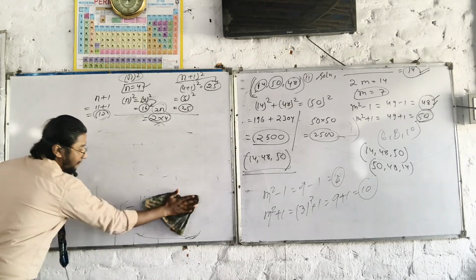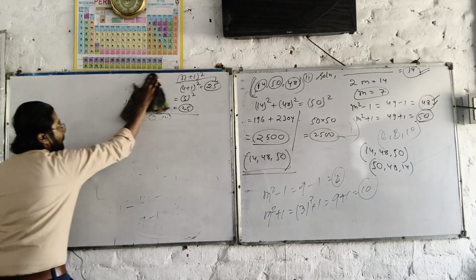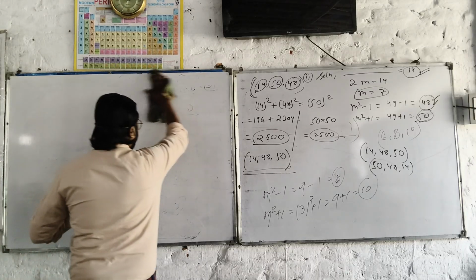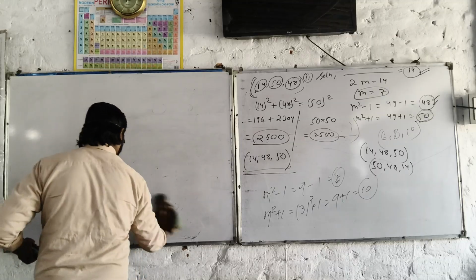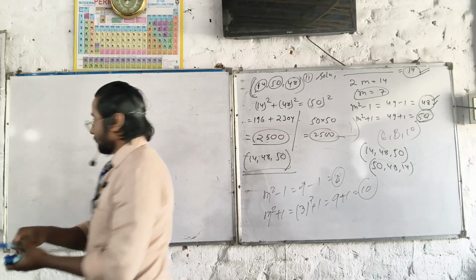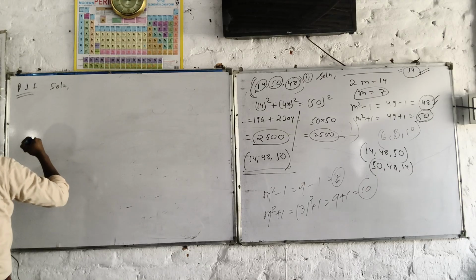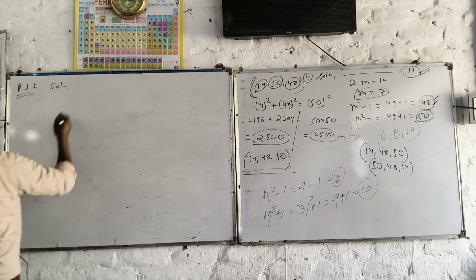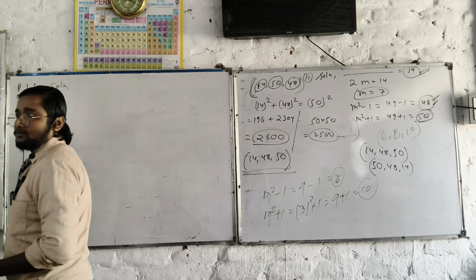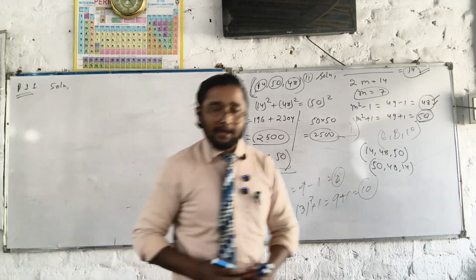I hope you understood that. So let's do the example now. Property 11, right now. Solution. Property number 11. If you don't want to speak, no problem at all.